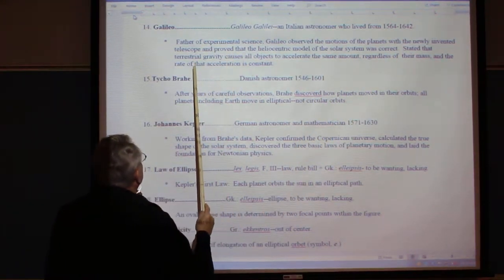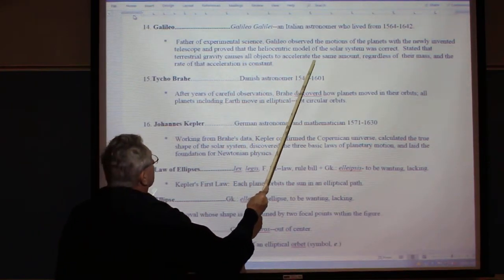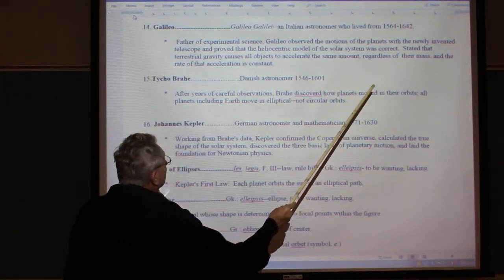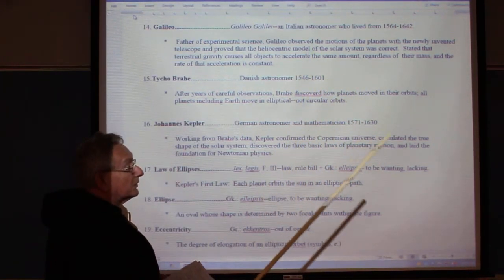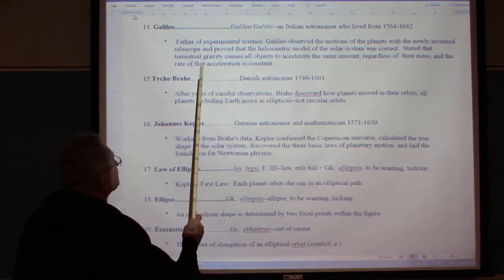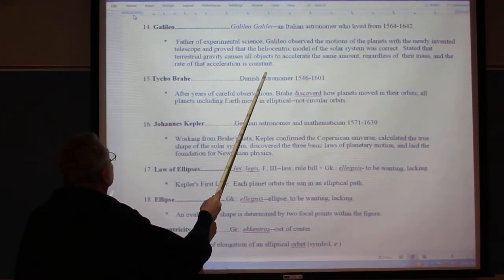He stated that terrestrial gravity causes all objects to accelerate the same amount regardless of their mass. Remember the dropping of the rubber ball or the steel ball from the tower? They fell at the same speed. And the rate of the acceleration is constant.